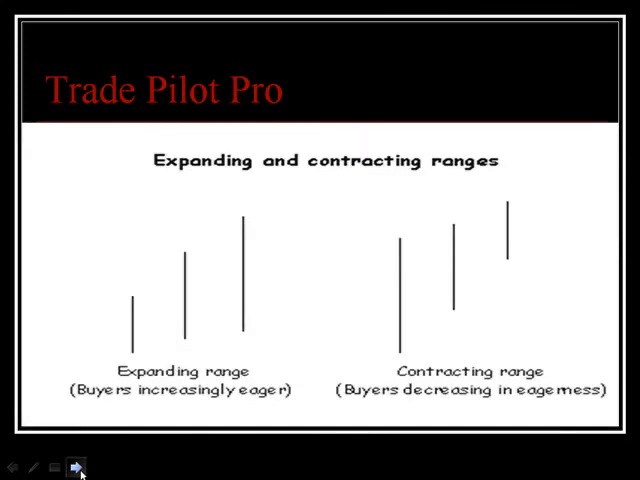Expanding and contracting ranges. Very, very important to understand how markets move. Markets actually always move from expansion to contraction, contraction to expansion. Everyone thinks they do a peak valley thing.